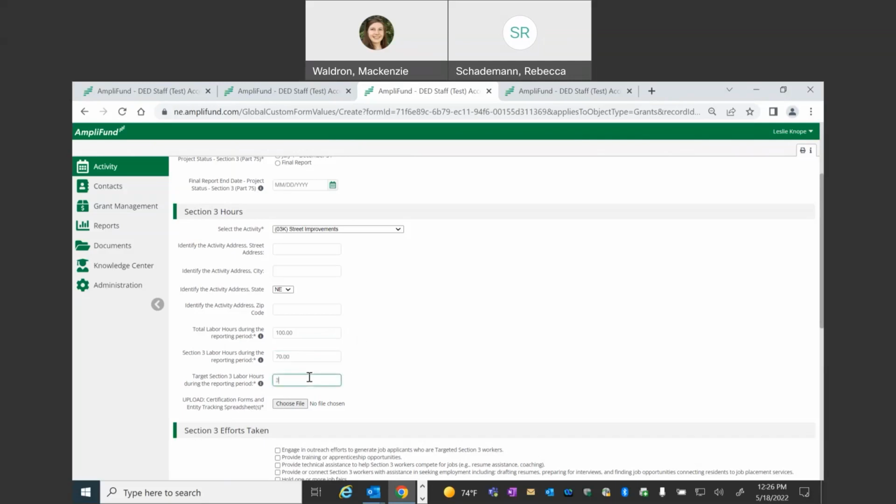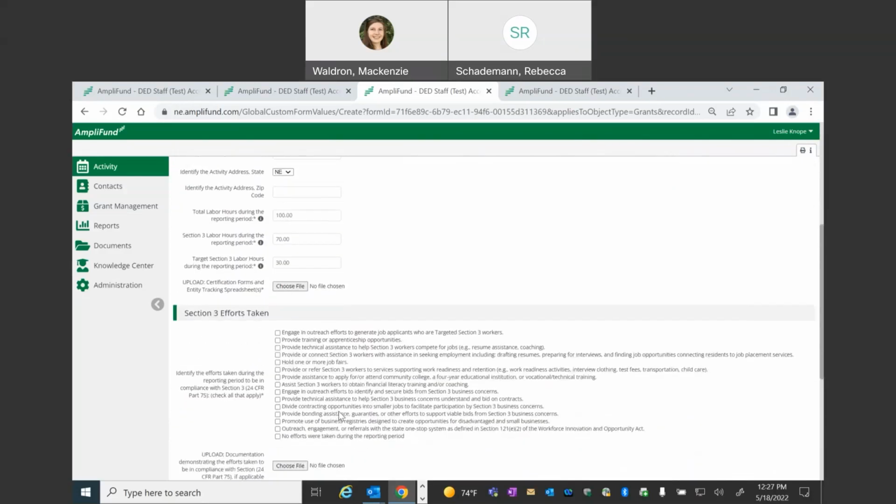And Mackenzie, I don't recall our targeted Section 3 hours. Thank you. 30 hours. So we have reported all the hours just for this reporting period of July 1st to June 30th. You will also have certification forms completed and your tracking spreadsheet of the labor hours, please upload those into Amplifund. Again, if you're having problems uploading any documents, feel free to reach out to your program rep and we can figure out some troubleshooting solutions there.